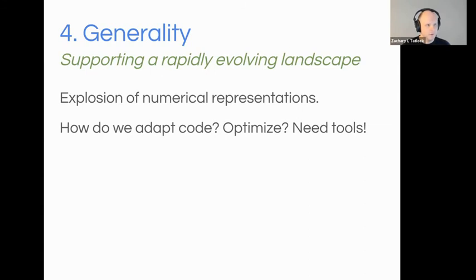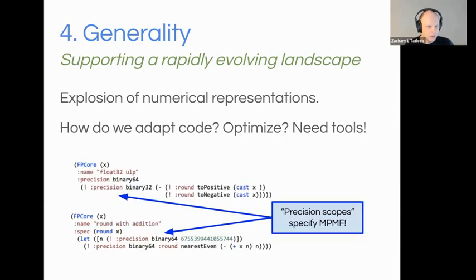What about block floating point, right? There's this huge menagerie of formats. So one thing we've been working on is an extension to the FPBench core format that provides a sort of precision scope that allows you to precisely specify exactly how your computation is meant to be done in a way that all the tools that use that FPBench format can agree upon.